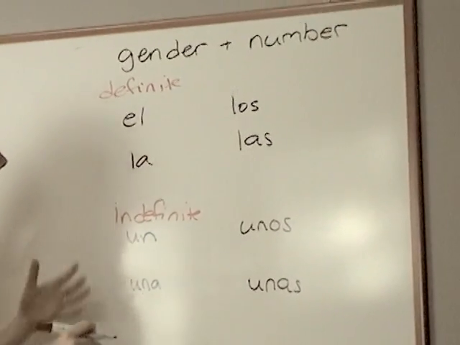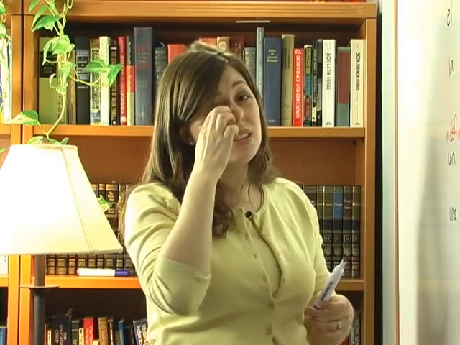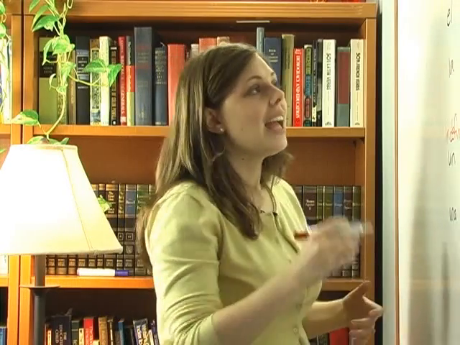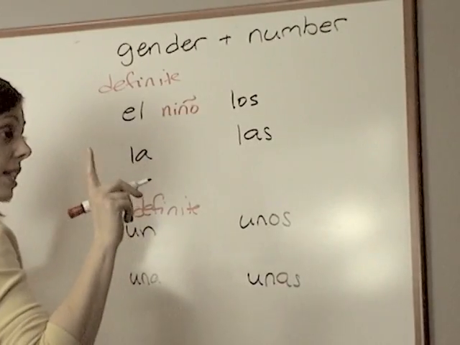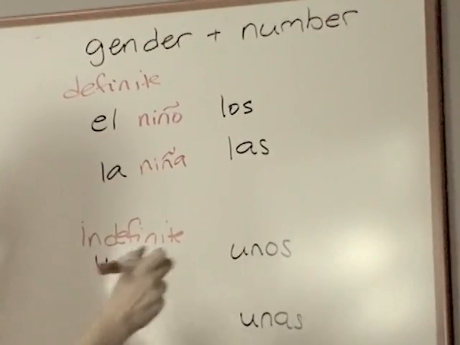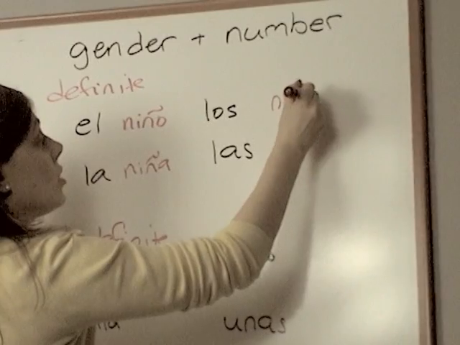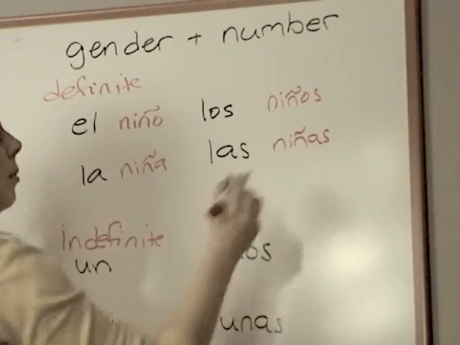We stick them in front of a noun to tell you if it's the house you live in, la casa, or a house, una casa. So the biggest thing to know about articles is that they're either definite or indefinite. And then for each one, we've got 4 so that they can match any noun. So remember last week how we worked with niño? And we had niño, singular masculine, niña, singular feminine, niños, plural masculine, and niñas, plural feminine.